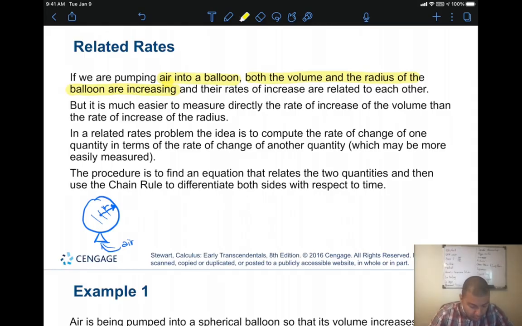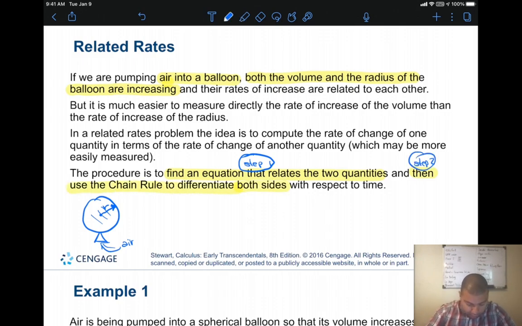Usually what we'll do is find an equation that relates the two quantities, and that's step one usually, and that's where it gets hard, right? Because sometimes it's difficult to think of the equation or to remember the equation that relates the two quantities before differentiating, before finding the derivative, and then you use the chain rule to differentiate both sides. So that would be step two. That's usually how I go.